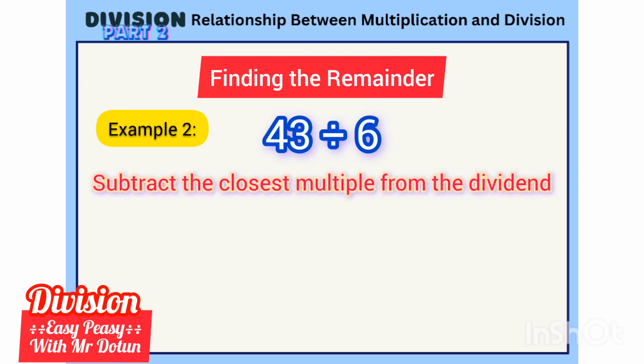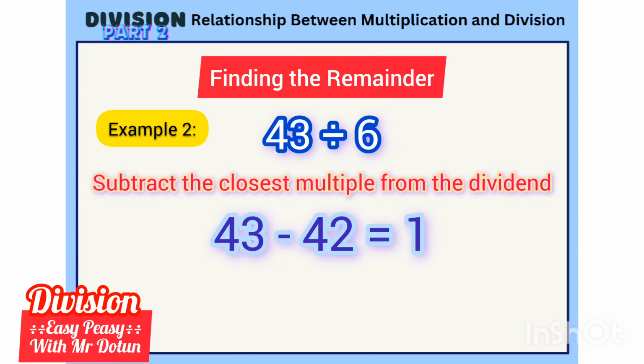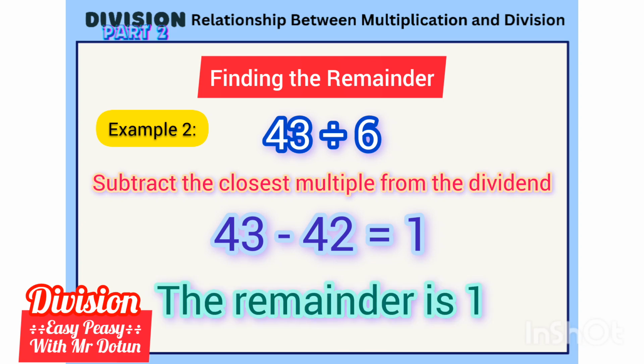We subtract the closest multiple we found from the dividend, and that will give us the remainder. So we subtract 42 from 43. 43 minus 42 equals 1. So our remainder is 1.